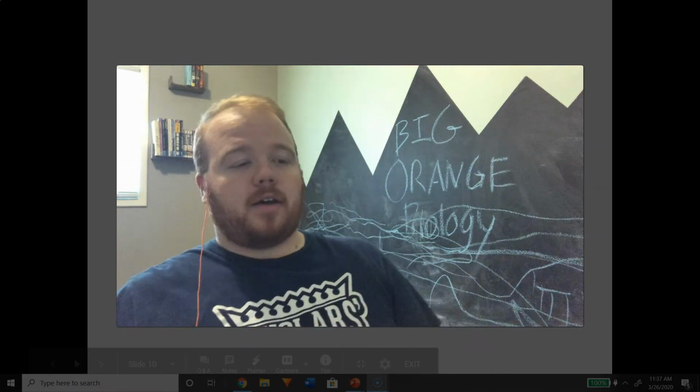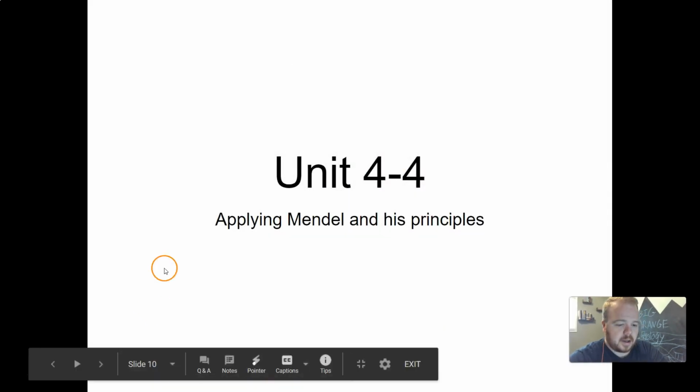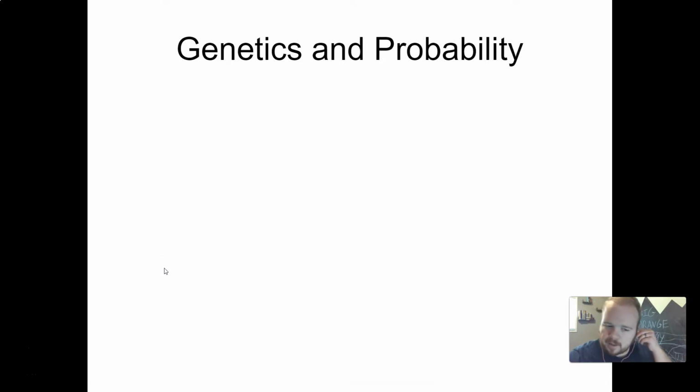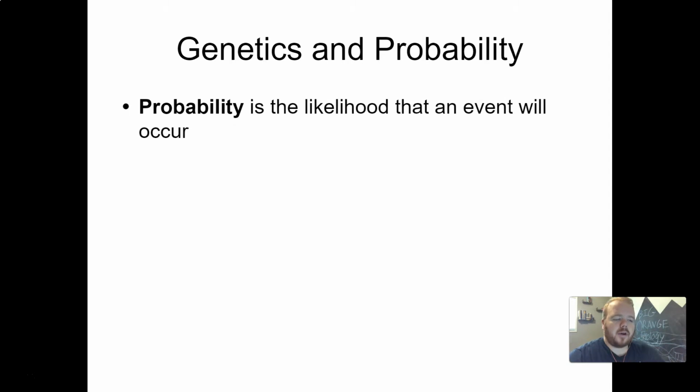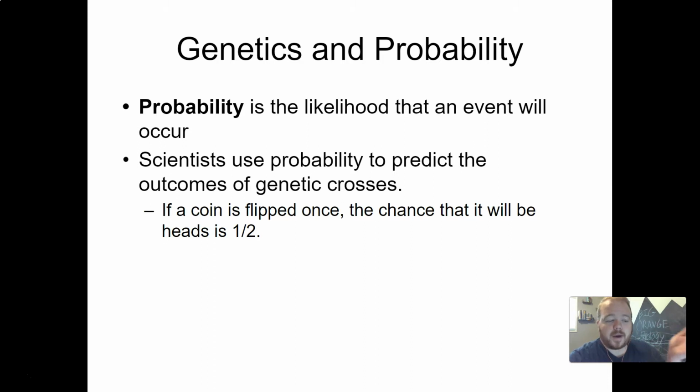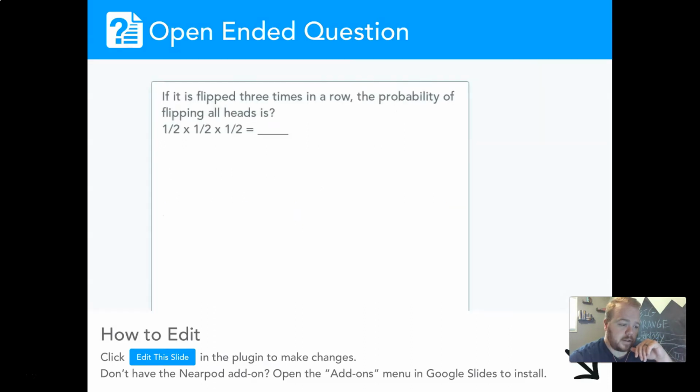But alright, let's talk about Gregor Mendel and some of his extensions here. So when it comes to Mendel and genetics and probability, we talked about this in class a little bit, but we want to make sure we got this. Probability is the likelihood that an event will occur. Scientists use probability to predict the possible outcomes of genetic crosses. For instance, if a coin is flipped once, the chances that it will land on heads is 1/2.